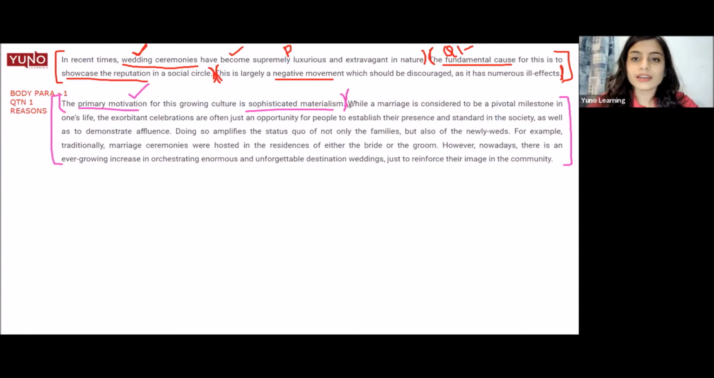And now I'm supporting it with a couple more sentences. All right. So I'm saying that while marriage is considered to be a pivotal milestone in one's life, the exorbitant celebrations are often just an opportunity for people to establish their presence and standard in society, as well as to demonstrate affluence, that is, how rich they are and the monetary status of the family, right? So I'm supporting this particular sentence.